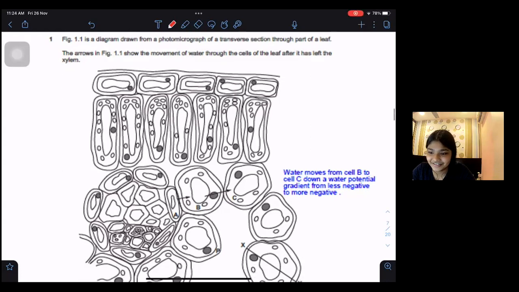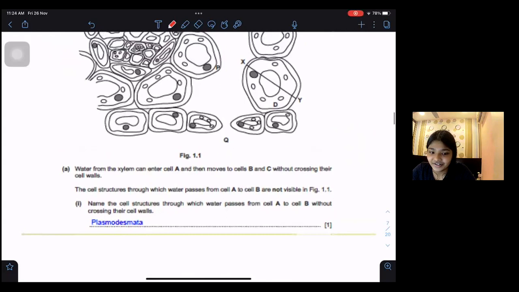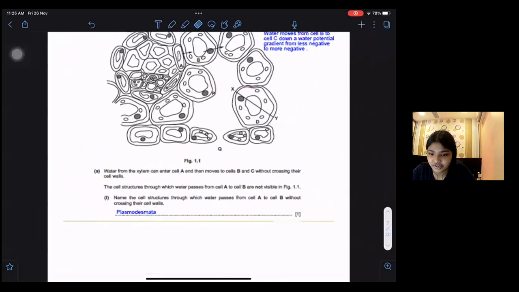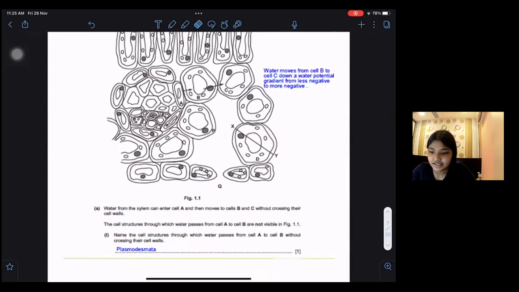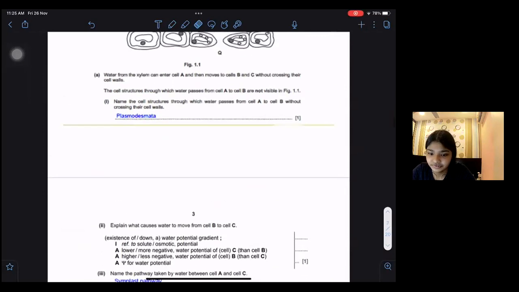Can you scroll down a little bit? Thank you. Okay. So the question says that water from the xylem can enter cell A and then move to cell B and cell C without crossing the cell walls. So these structures are not visible in the diagram. The question asks us to name the cell structures through which water can pass from cell A to cell B without crossing the cell walls. So it's the plasmodesmata. It's quite straightforward. So yeah. Next question.